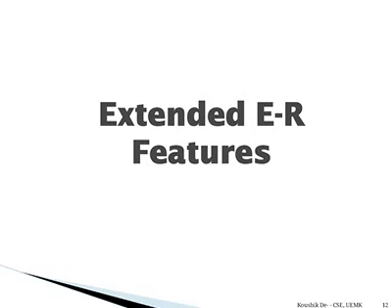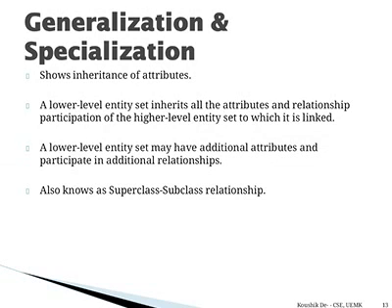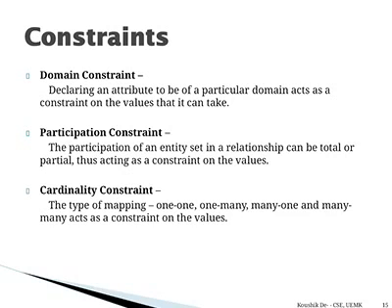Extended ER features, generalization and specialization, show the inheritance of attributes. A lower level entity set inherits all the attributes and relationship participation of the higher level entity set to which it is linked. A lower level entity set may have additional attributes and participate in additional relationships, also known as the superclass subclass relationship. Specialization, generalization.